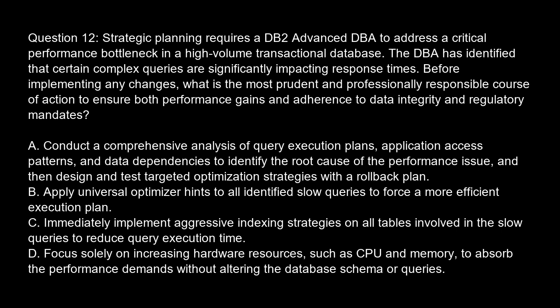Option A. Conduct a comprehensive analysis of query execution plans, application access patterns, and data dependencies to identify the root cause of the performance issue, and then design and test targeted optimization strategies with a rollback plan. Option B. Apply universal optimizer hints to all identified slow queries to force a more efficient execution plan. Option C. Immediately implement aggressive indexing strategies on all tables involved in the slow queries to reduce query execution time. Option D. Focus solely on increasing hardware resources, such as CPU and memory, to absorb the performance demands without altering the database schema or queries.